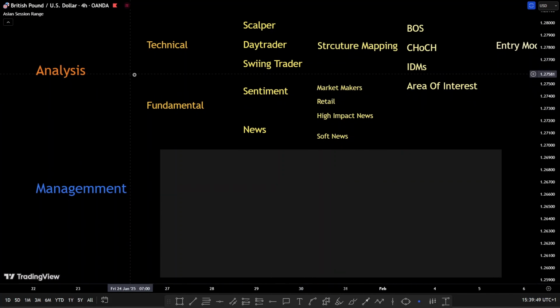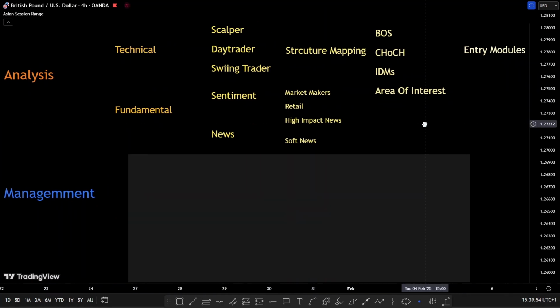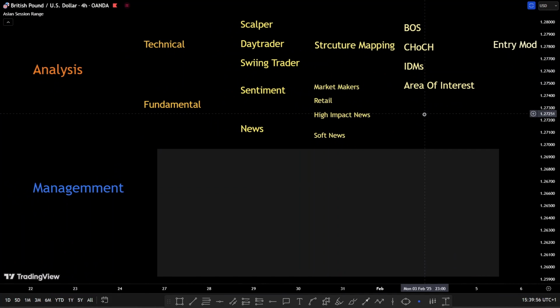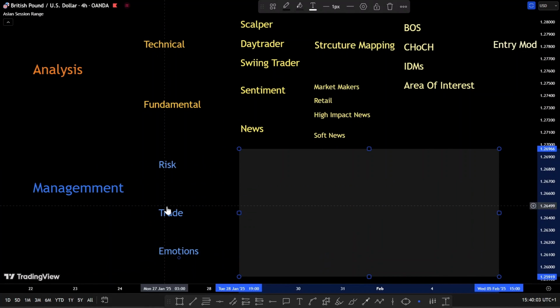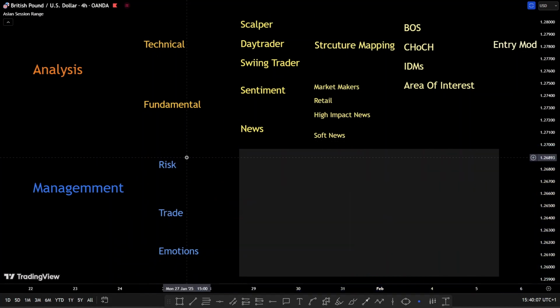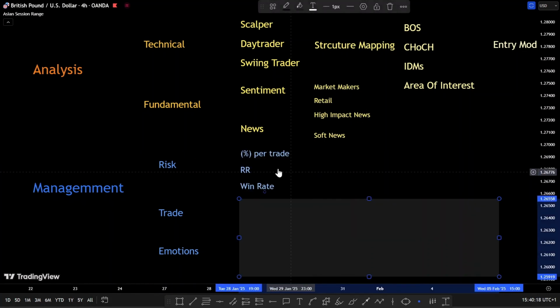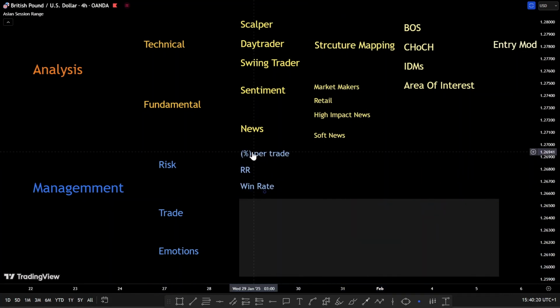So this is the part of the analysis, the technical analysis and the fundamental analysis. After that we also have the management, and there are many types of management. So we have the risk management, the trade management, and the emotion management. So first of all, you need to have a proper risk management, and the risk management comprises things like your risk per trade, your win rate, and your risk reward ratio.